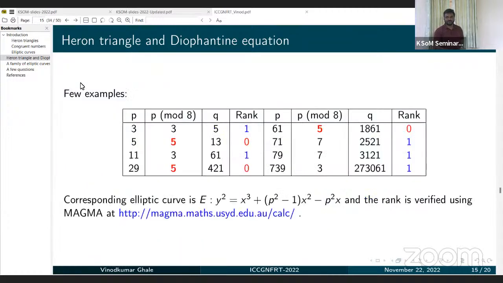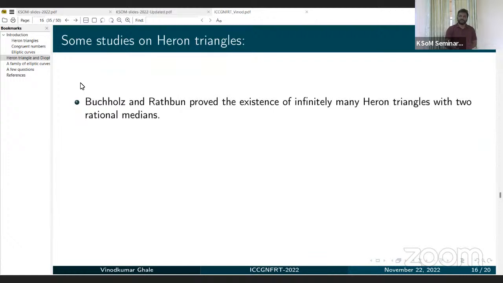These are a few examples using Magma. I verified it. Okay, and now I'm going to recall some results from studies on rational triangles.